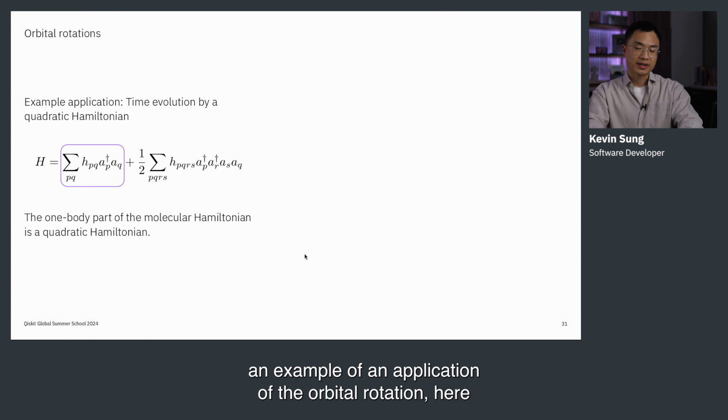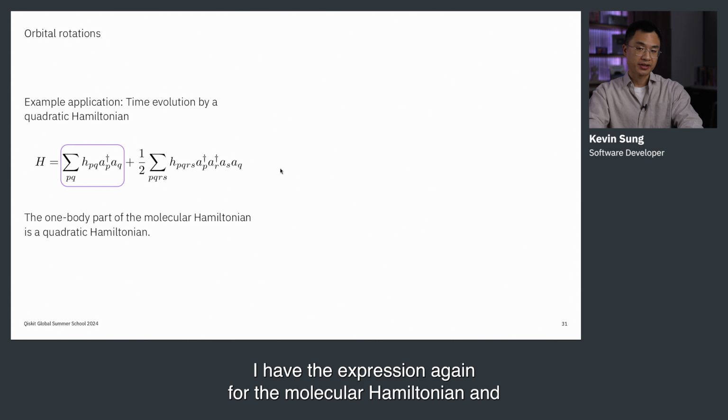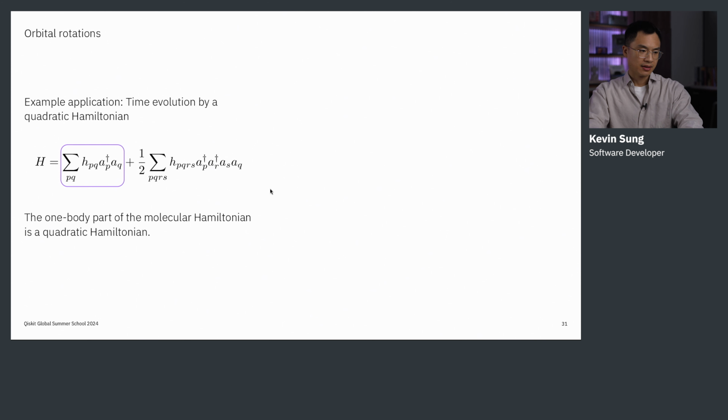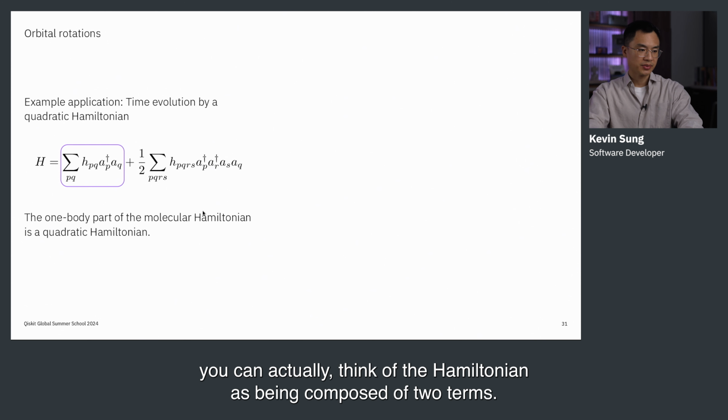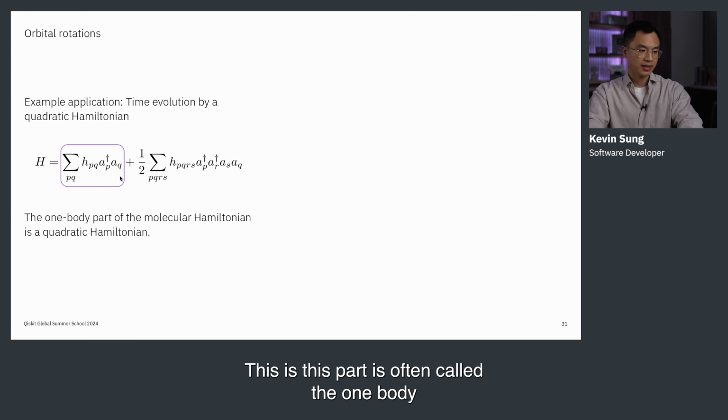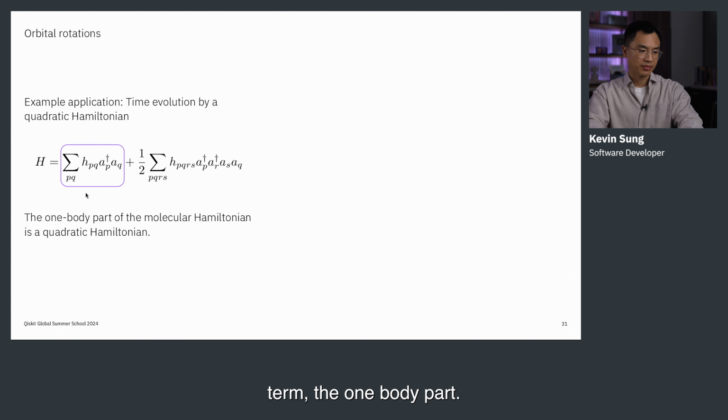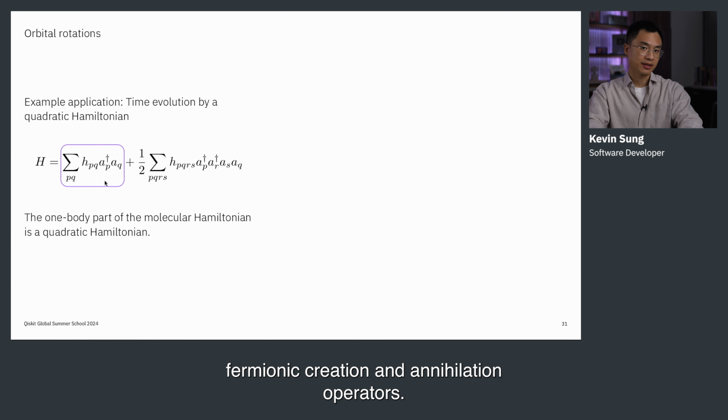As an example of an application of the orbital rotation, here I have the expression again for the molecular Hamiltonian, and you can actually think of the Hamiltonian as being composed of two terms. This part is often called the one-body part, and you have the two-body part here. And the one-body part is a quadratic Hamiltonian, which means that the terms have products of at most two fermionic creation and annihilation operators.